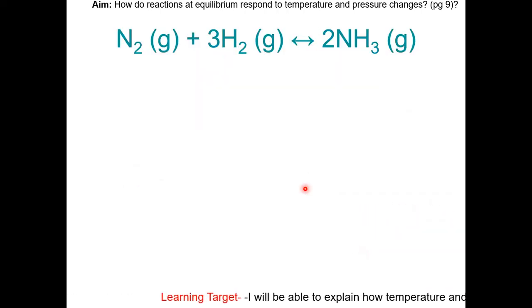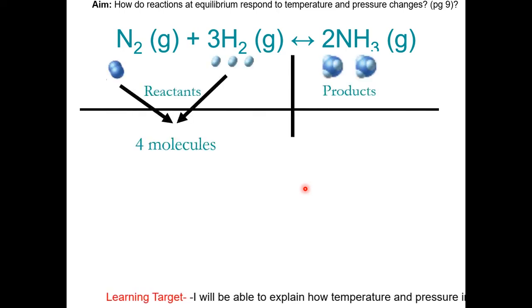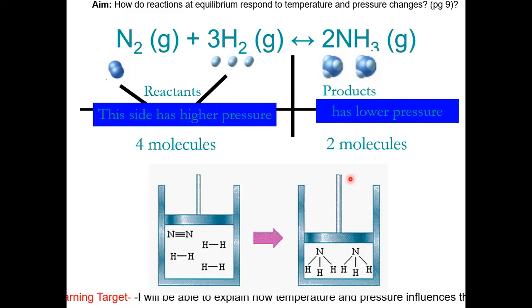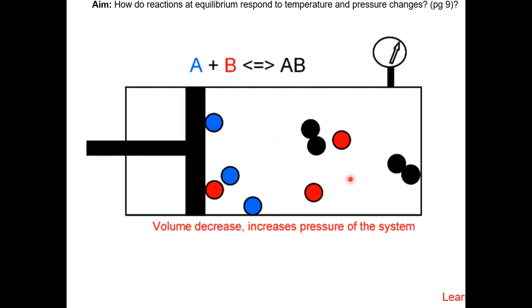Here is a diagram to help you visualize this. On the reactant side, there are 4 molecules in total. On the product side, there are 2. So when pressure is exerted, the reaction will produce products in order to restore equilibrium. Here's a GIF.